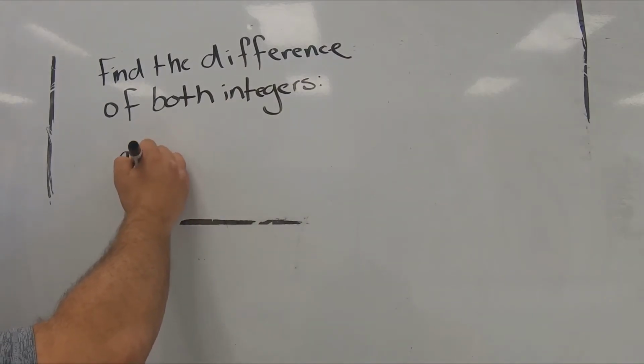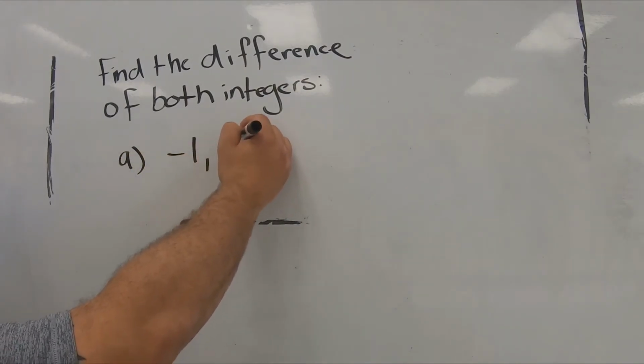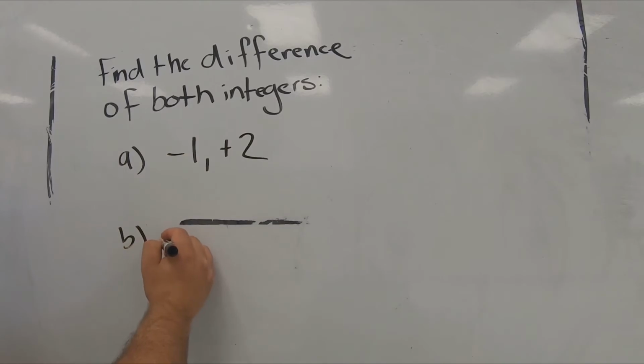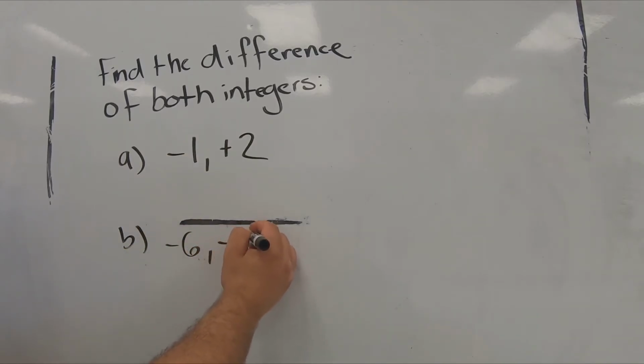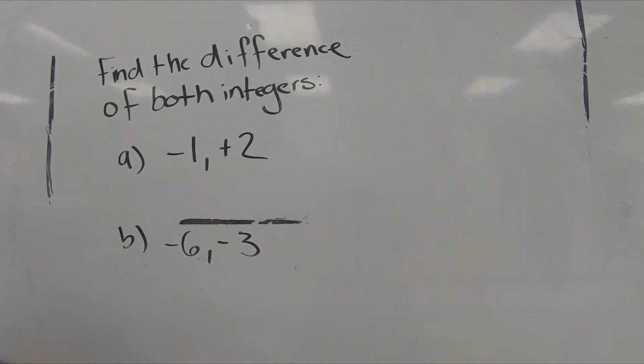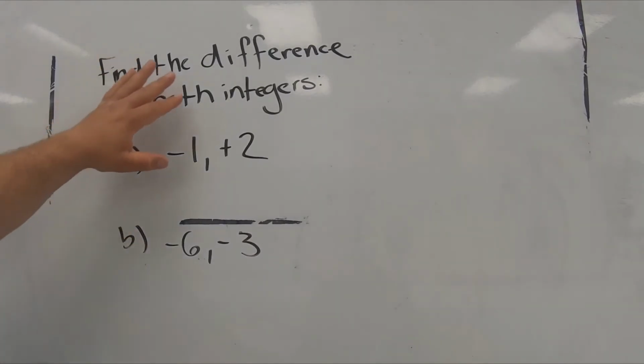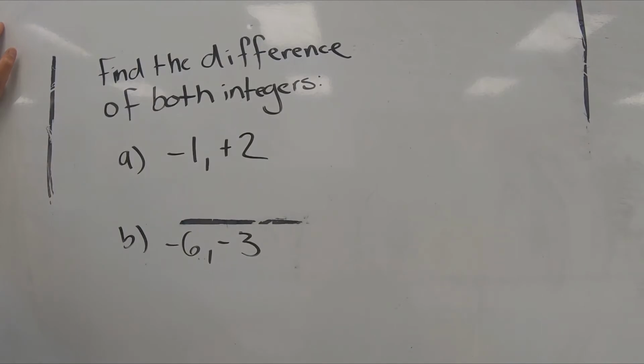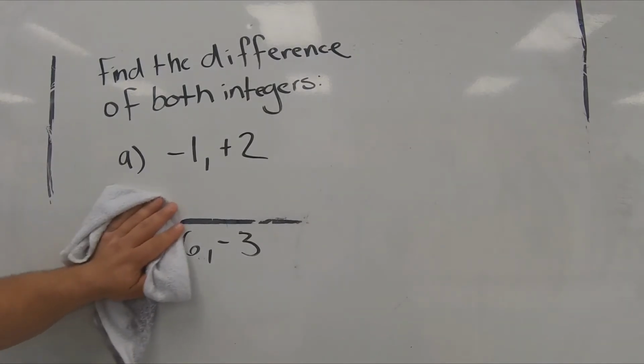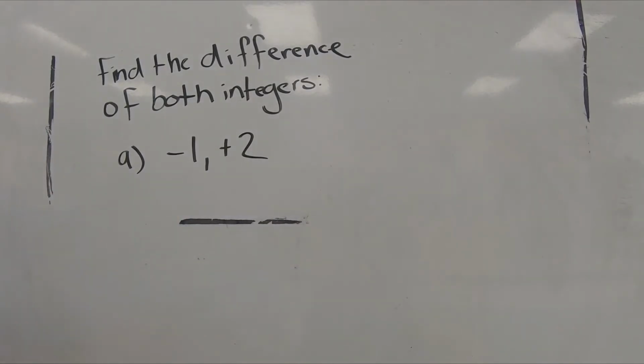Let's just do one of them like -1 and +2, and then another one might be like -6 and -3. Now, what you probably notice right away is there's no operational sign here. The reason why is because it already told us, find the difference, we're subtracting. This is where things get a little bit interesting. Now let's just work with the first one to figure this out. So let's start with this one.